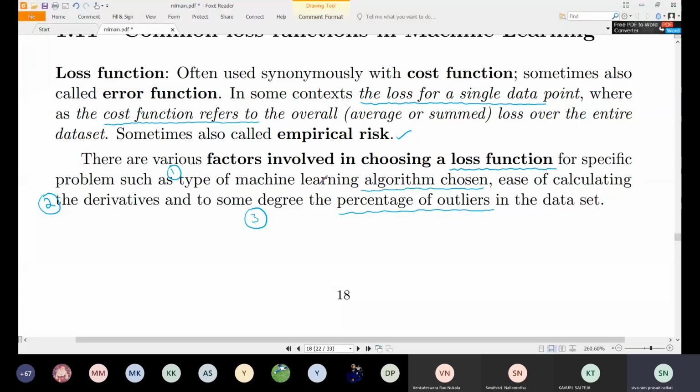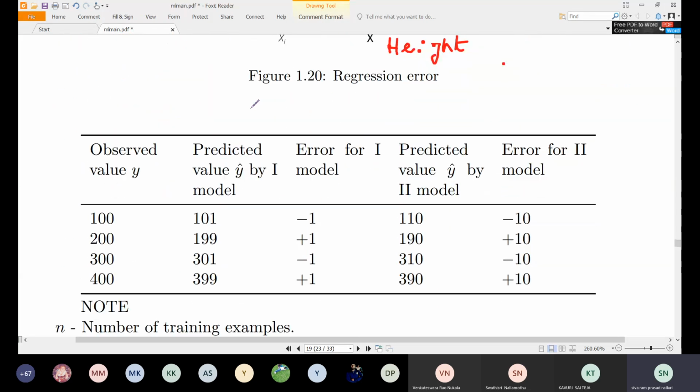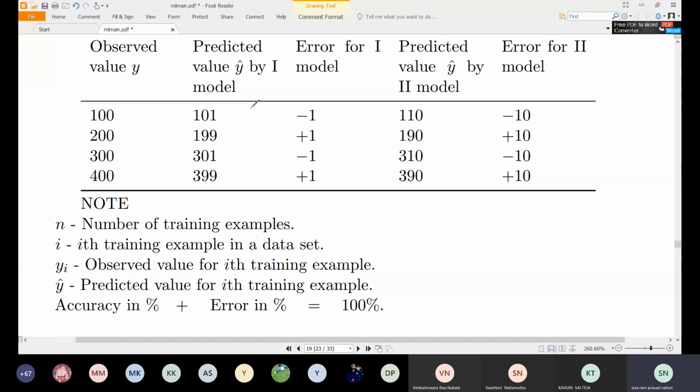Okay. So these are the three factors that influence the selection of a loss function. Because we considered regression, the losses that we calculate are called regression losses. If you consider another learning algorithm, suppose I consider classification, I have to calculate the classification losses. Let us take a dummy data set to calculate various types of losses.